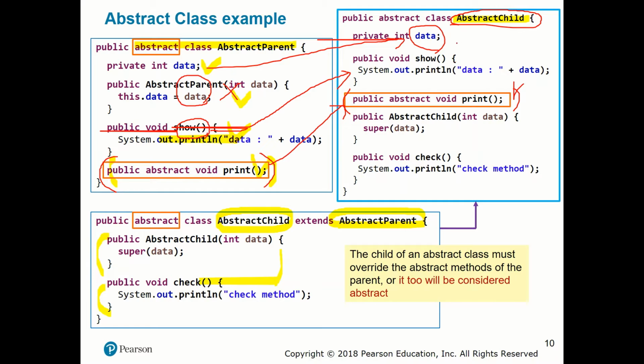Then the class must be declared as abstract. Can you understand? This child class inherits from the parent class, and this child class does not override the abstract methods that are in the parent class, for example print. Then the child class also must be declared as abstract because it has an abstract method from the parent. Okay? This is important, so make sure you understand this situation.